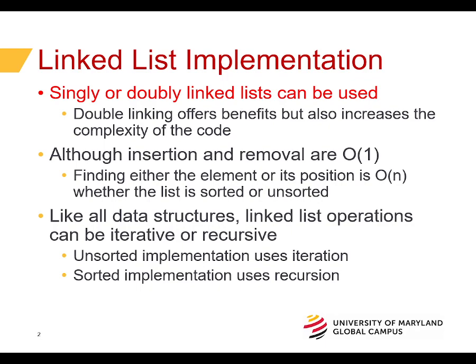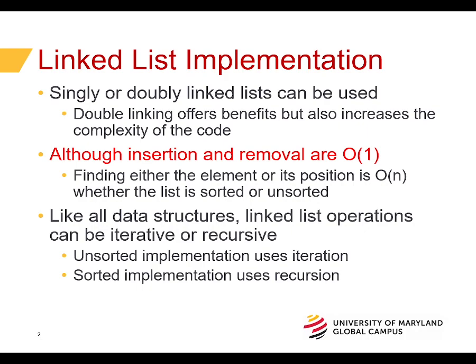As we have already noted in conjunction with their use previously, either singly or doubly linked lists can be used. But there is a trade-off. Double linking offers some benefits. Foremost, the ability to traverse either forward or backward. But that capability comes at a cost, which is that it increases the complexity of the code because whenever a node is inserted or removed, more links require modification.